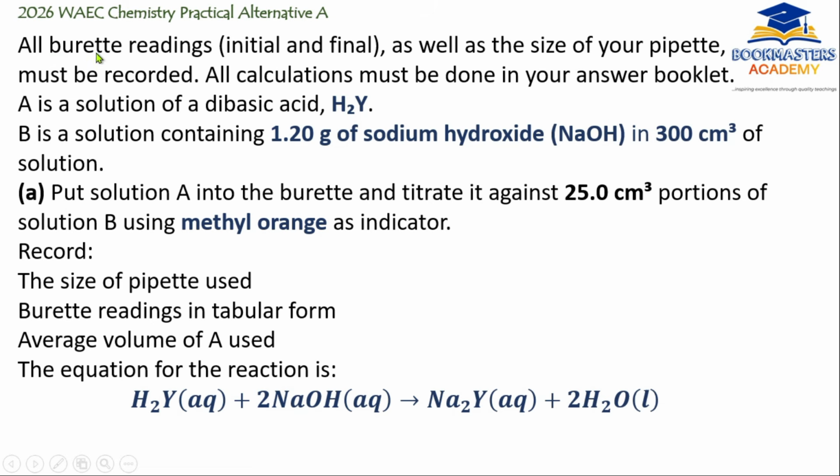These instructions right here are the normal chemistry instructions. So go straight to A is a solution of a dibasic acid, H2SO4. B is a solution containing 1.2 g of sodium hydroxide in 300 cm³. All these are the usual instructions. We'll go straight to the equation of reaction, and this is it.